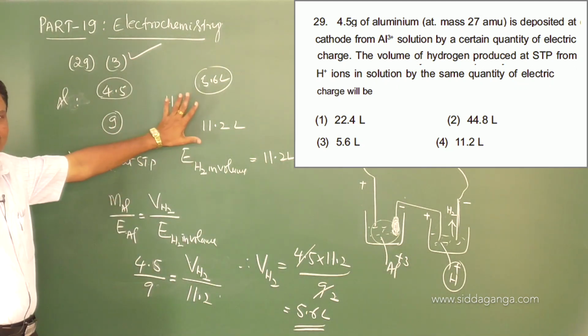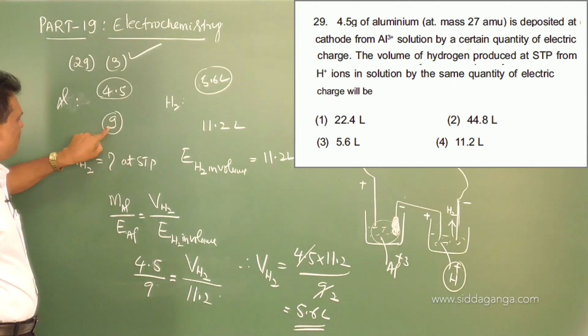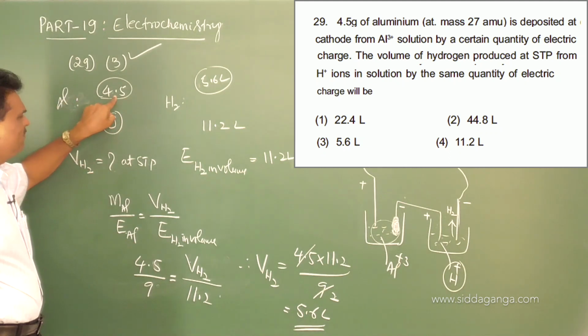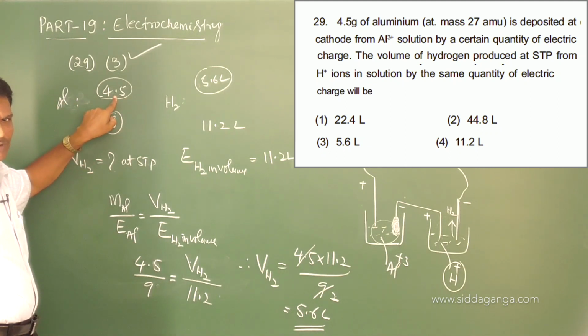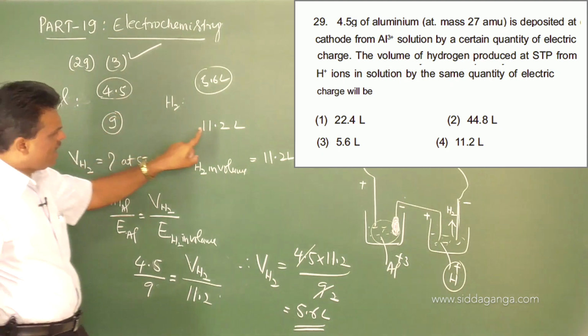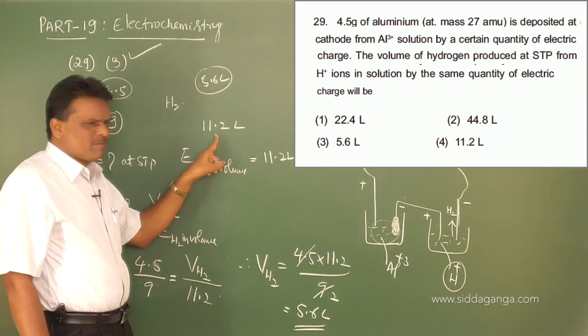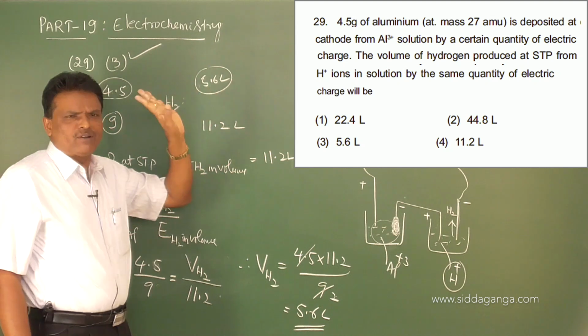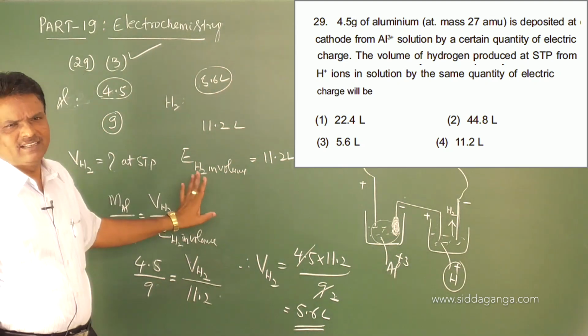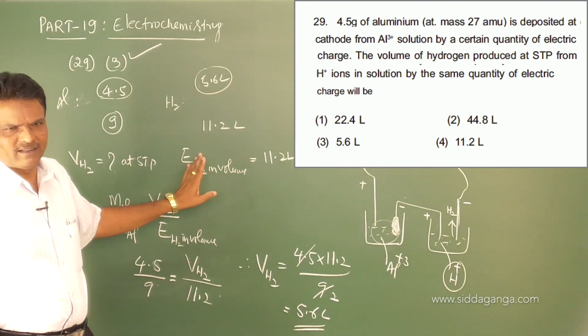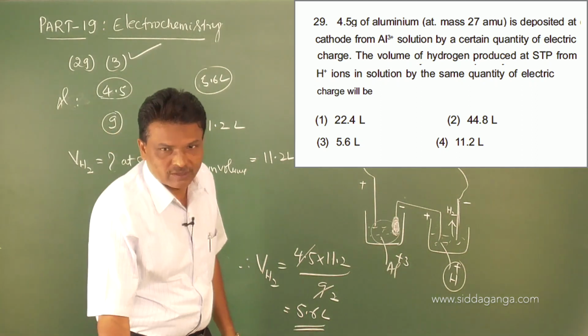If you learn the concept, it is easy. So half of the equal mass of aluminium is deposited at cathode in the one container, then half of the equal mass of hydrogen in terms of volume is 5.6 liter. So that is the answer. Is it clear? Next question.